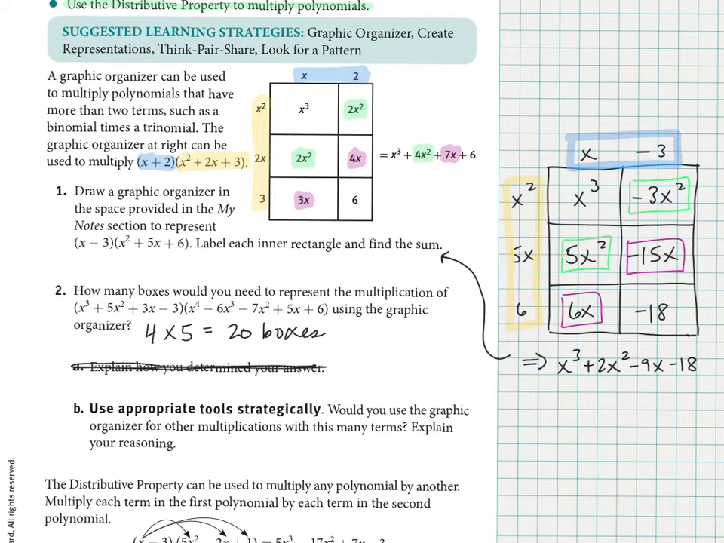Now let's look at part B. It says, would you use the graphic organizer, this box method, for other multiplications with this many terms? Explain your reasoning. Well, keep in mind, 20 boxes is a lot, 20 different terms that we're combining together. So maybe the distributive property will go a little bit faster this time. We know how to do both, so we're just accustoming ourselves to what's going to be the best method and the best approach. The table's going to be a little bit long and a little bit wild, right? So maybe it would be better to use the distributive property.